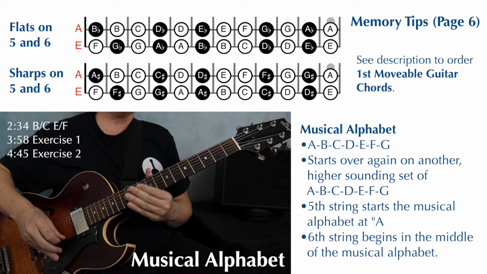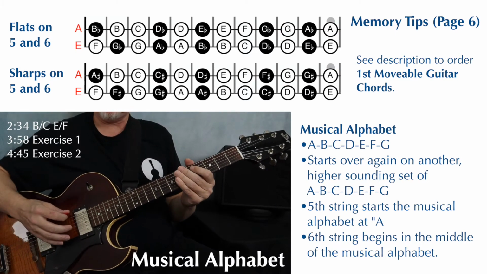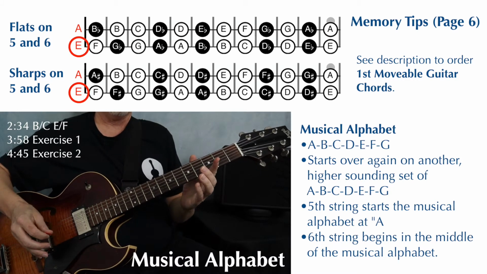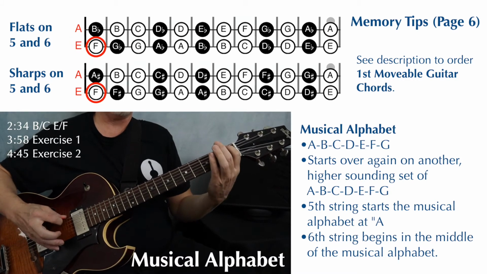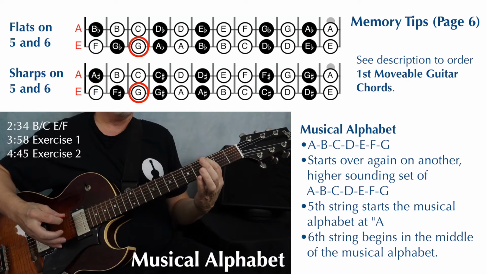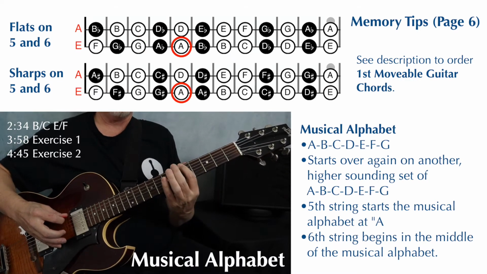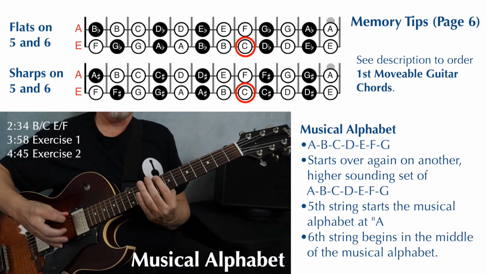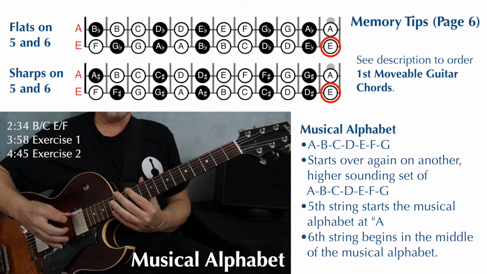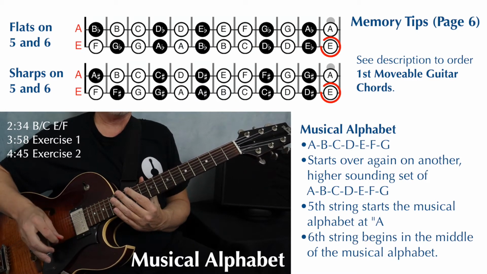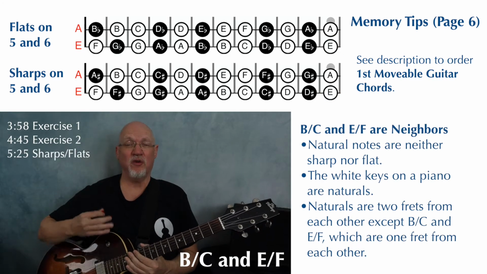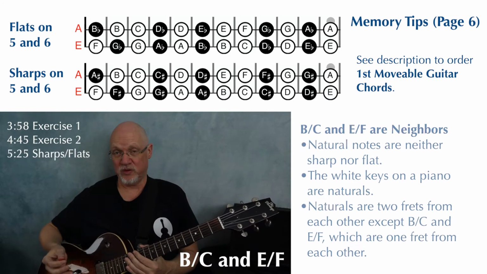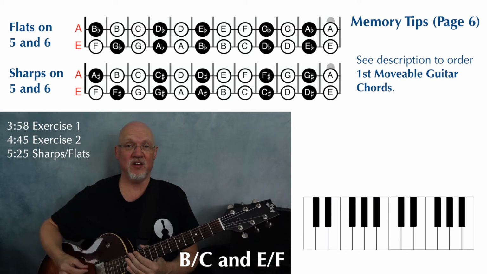And the 6th string starts in the middle of the musical alphabet. It's an E string, so there's your E, then your F, G. The alphabet starts over at A, on the 5th fret, A, B, C, D, and then E again at the 12th fret. The natural notes are all the notes without a sharp or a flat, and those would correspond to, say, the white keys on the piano.